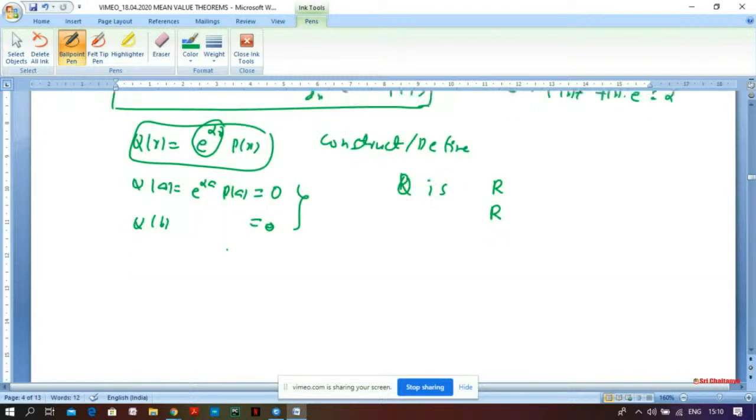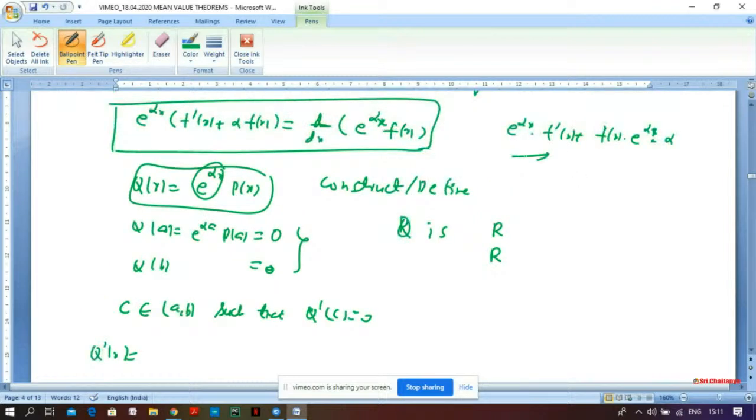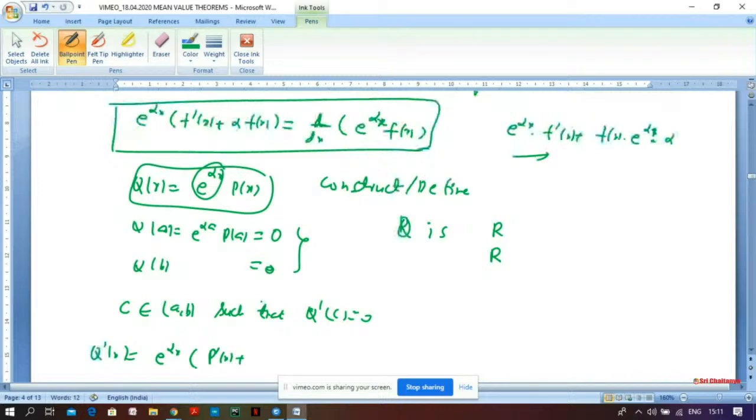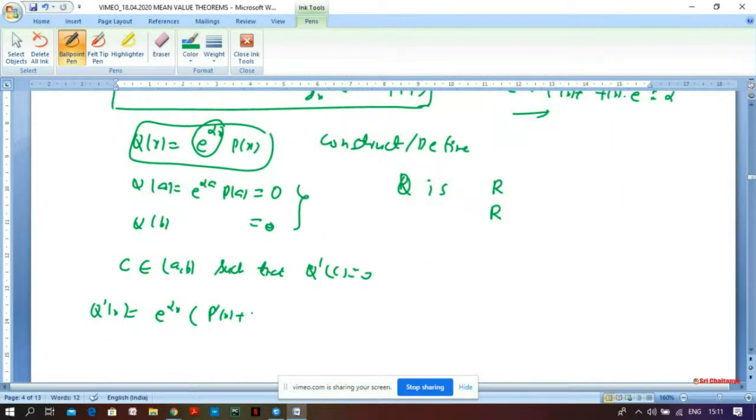Then there would be some c belonging to the open interval (a, b) such that q prime, the derivative of q at c, will equal 0. So let's find the derivative of q. So q prime is just this one. In fact, that was the reason you created this one. It is backwards reasoning. So the derivative q prime x is e to the power alpha x times p prime x plus alpha times p x.